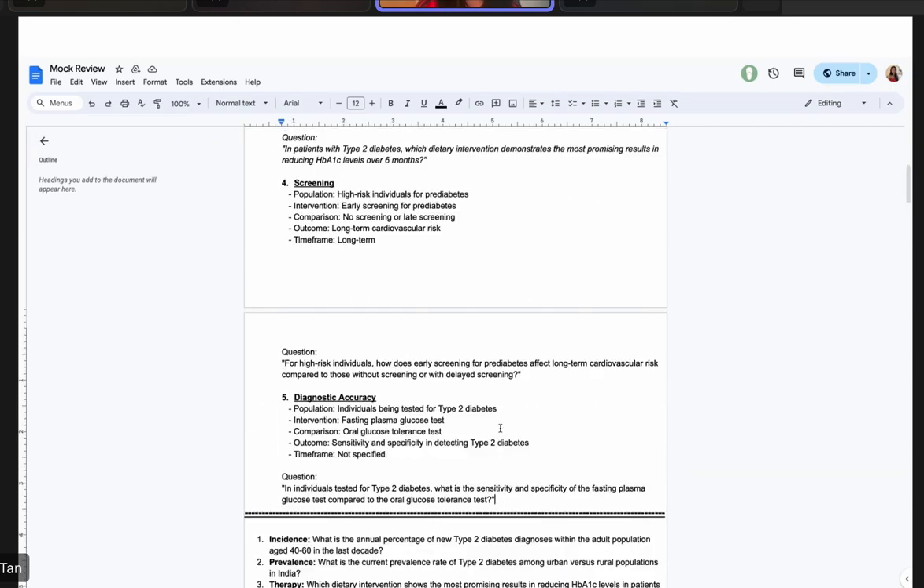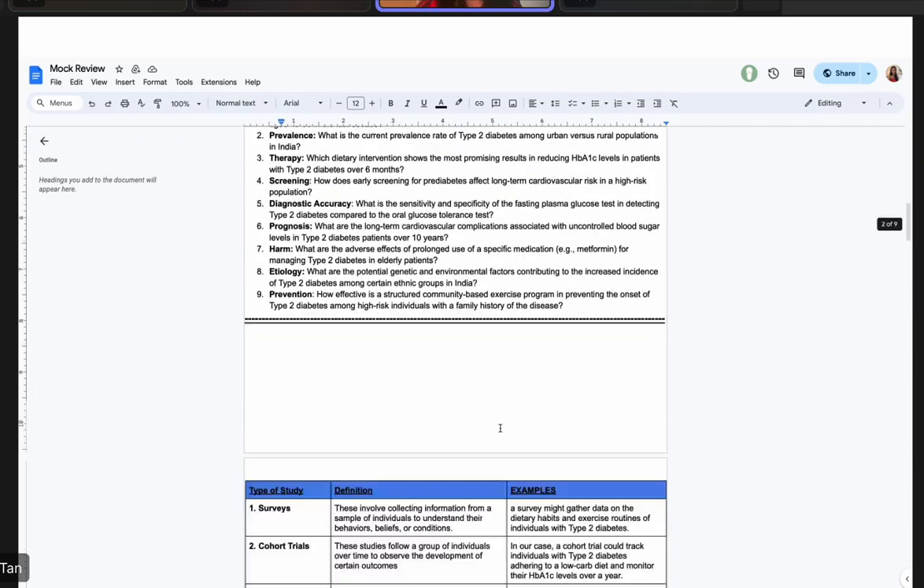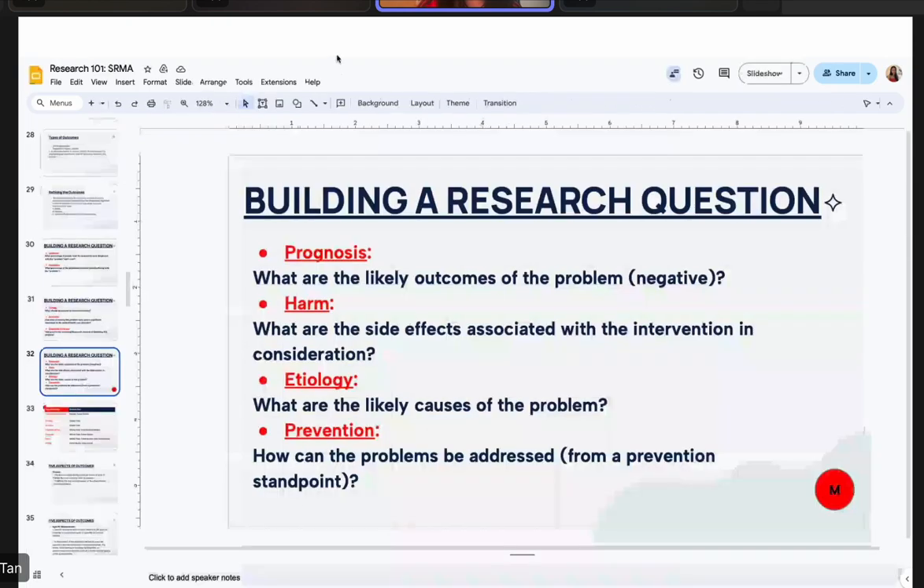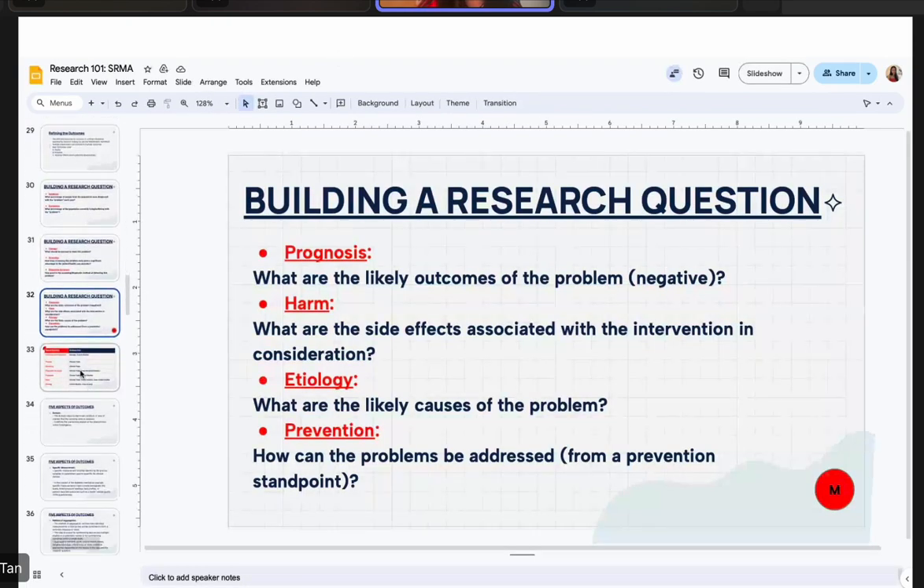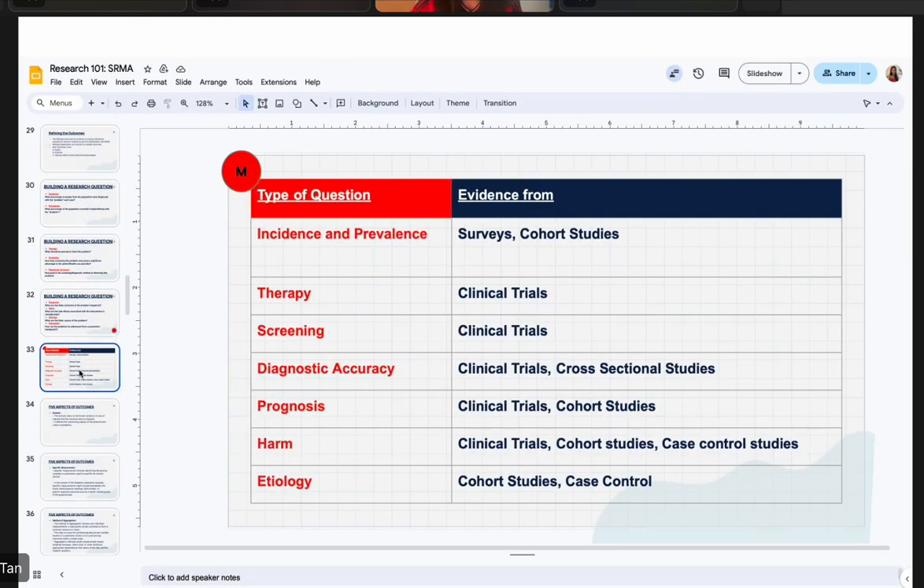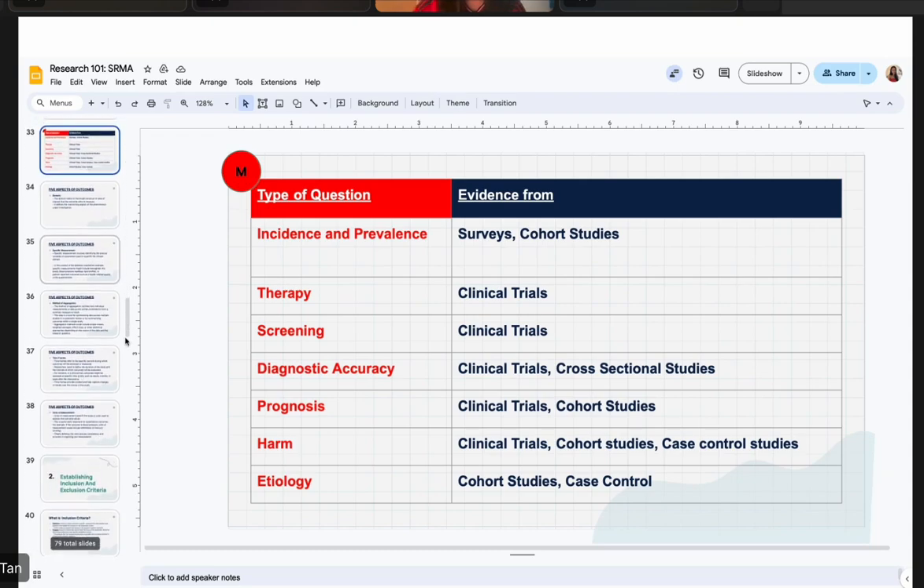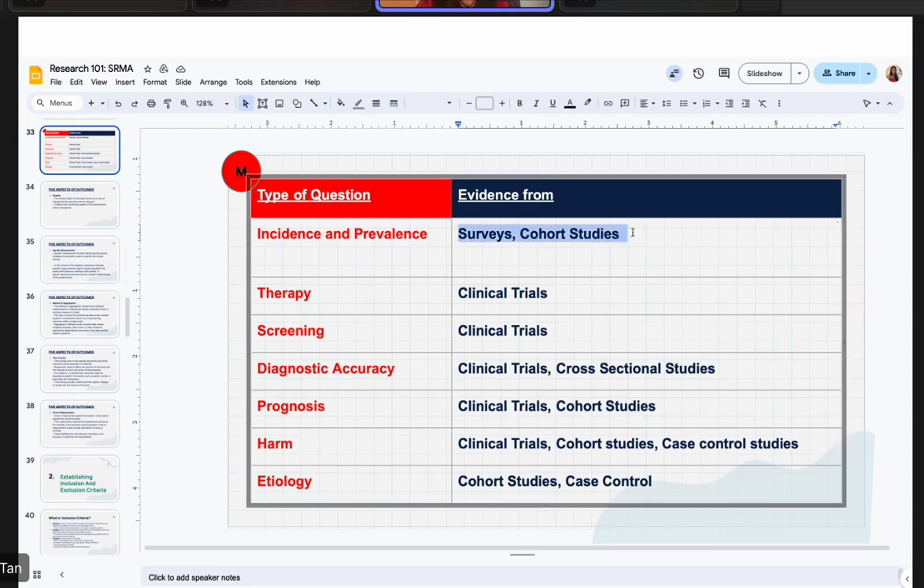Okay, so that was for the types of research question, and now we're moving on to the different types of studies. So for incidence and prevalence questions, you would want to look at surveys and cohort studies. For therapy, you would want to look at clinical trials.